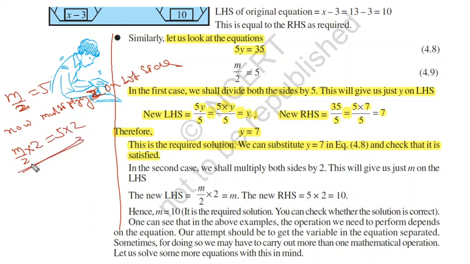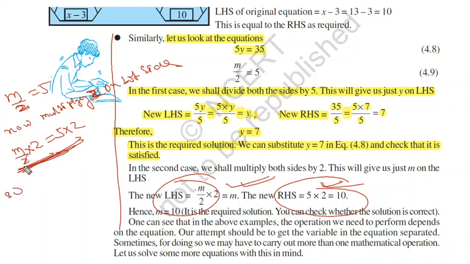You don't need to take LHS separately like here and RHS separately. This is okay. If you are taking it like this, it is also okay. But you can take it like this also. Now you cancel 2 and 2. So m equal to 5 into 2 equal to 10. So you will get the answer in a single line.